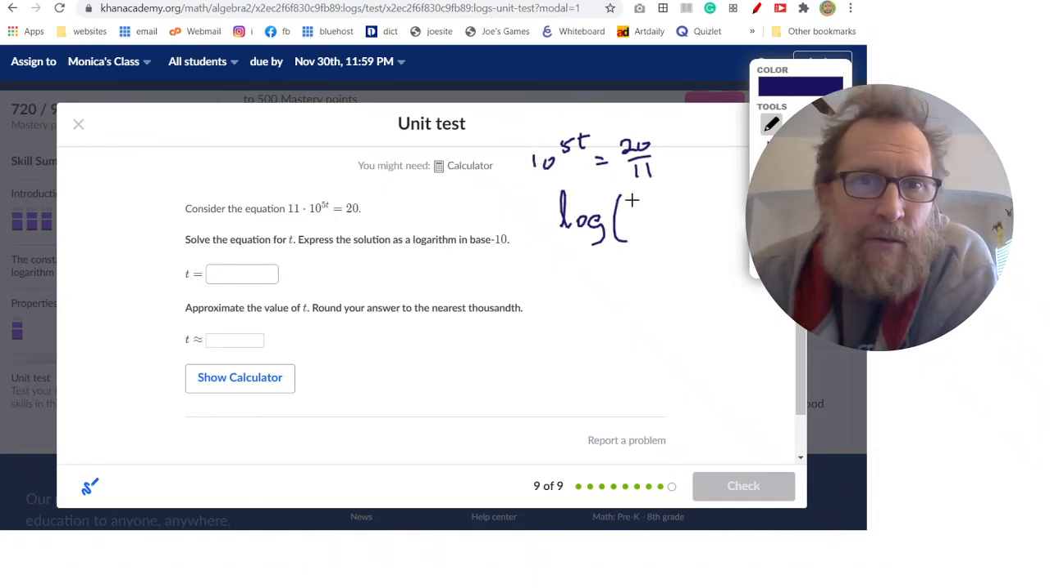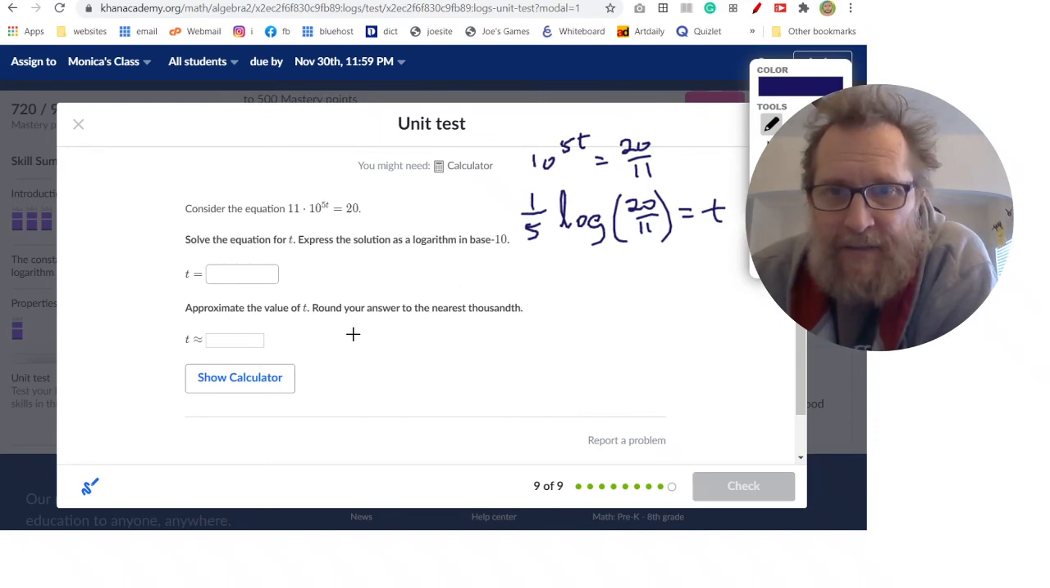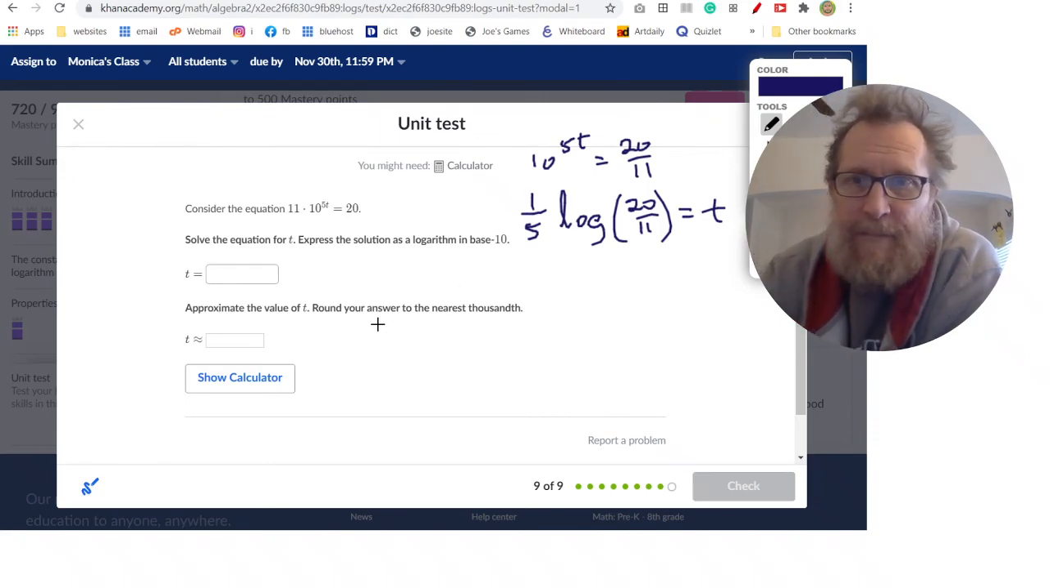Log of 20 over 11 equals 5t. I'm going to divide both sides by 5 to get t. This equaled 5t because that's the exponent. The log is the exponent. I just divided both sides by 5. So I've got that, and then they want me to type it into the calculator.